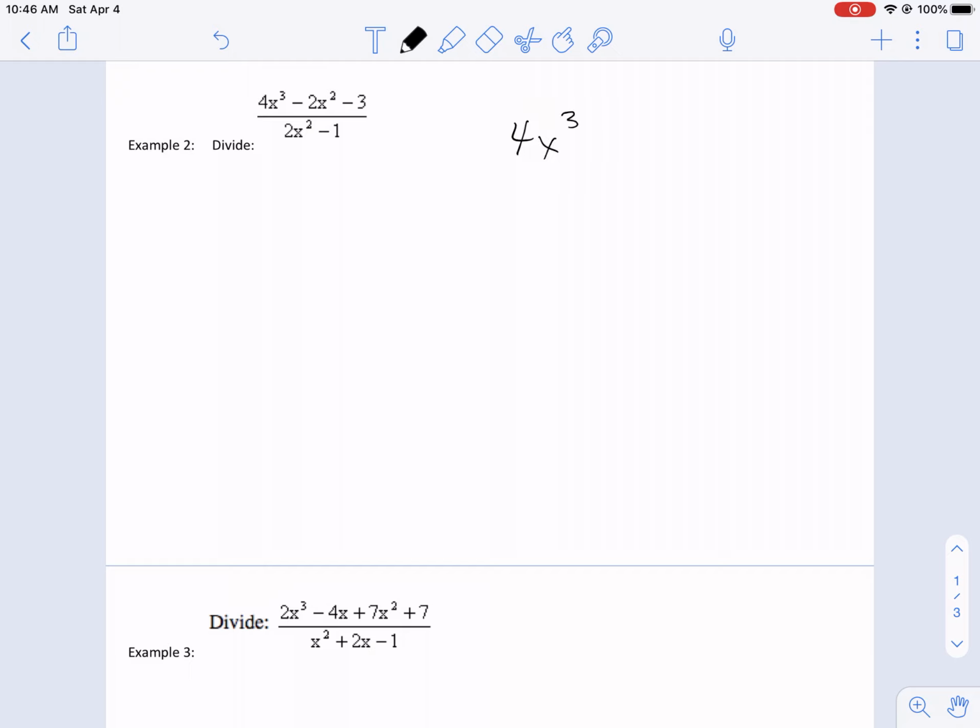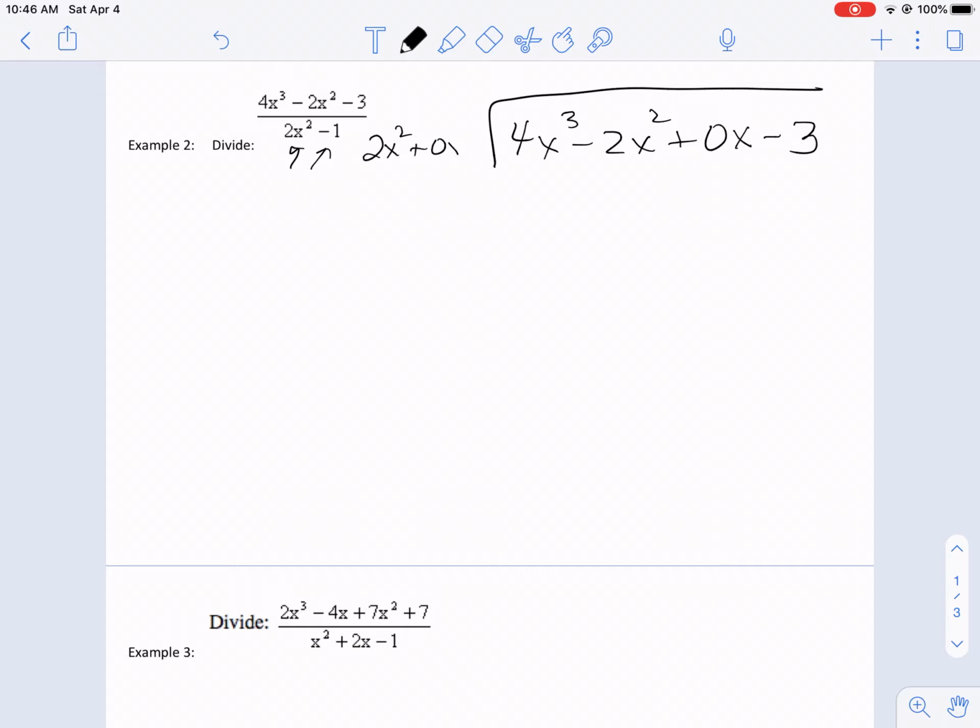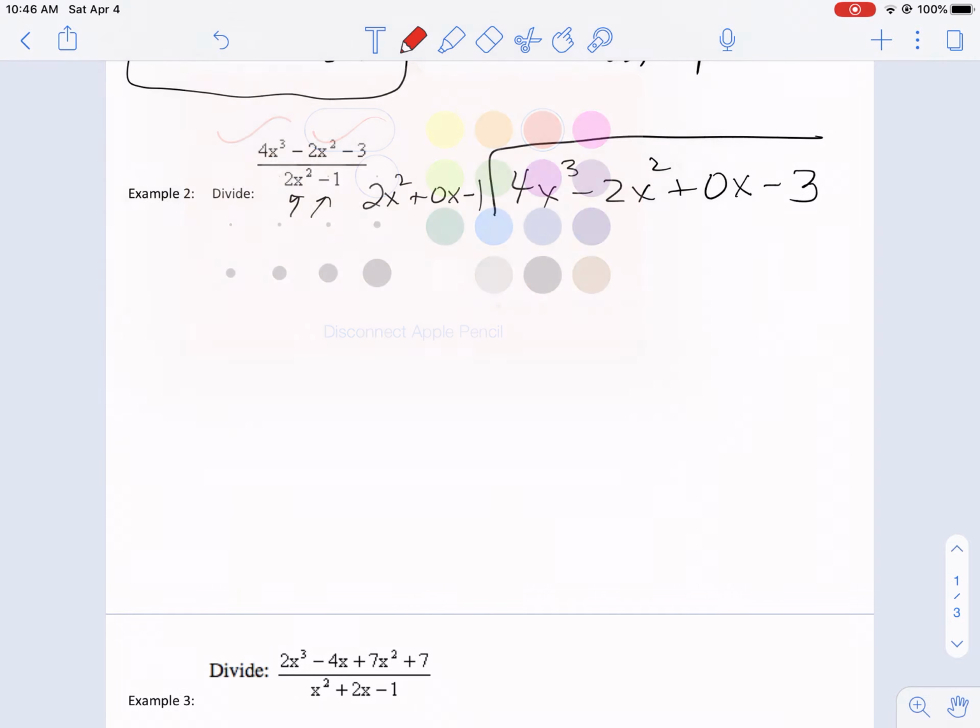Alright, I do not have all my terms. I am missing the x term, so I'm going to put in plus 0x minus 3. I'm also missing terms in my divisor, so I'm going to put a 0x term there as well. And away we go. 3 terms in my divisor, so my first piece is going to go above the third term. What do I multiply by a 2x squared to get a 4x cubed? Need to multiply by a 2 and an x.